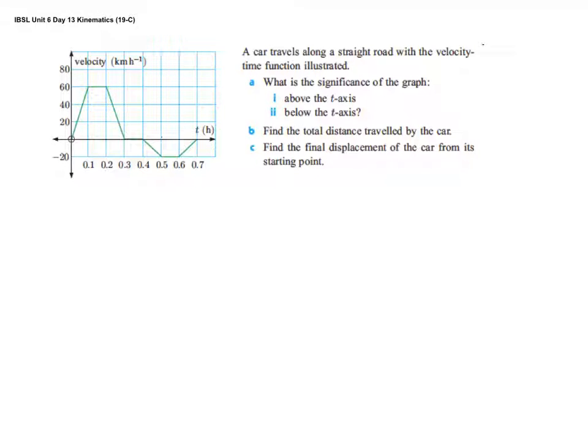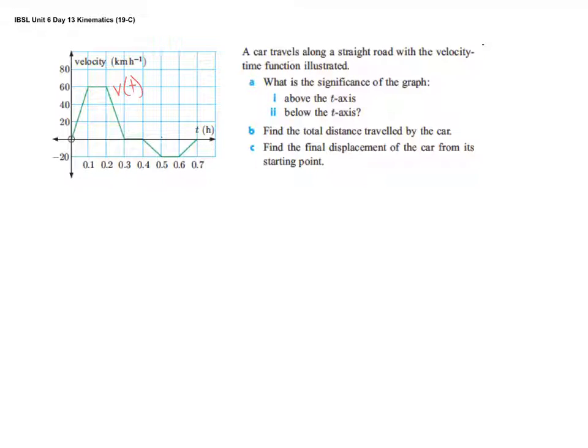Now, let's look at one where we aren't actually integrating, just to get our minds back in the swing of thinking about kinematics, and also relating this to area. We have here a car traveling along a straight road with a velocity time function illustrated. So this function here we could call v of t. Now we don't have an expression for this. We'd have to make some kind of piecewise function with a bunch of lines. But we have this function v of t.